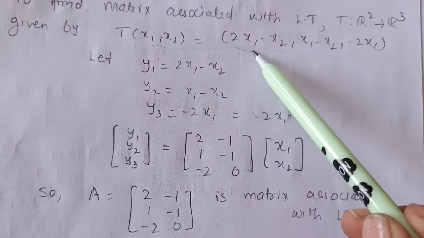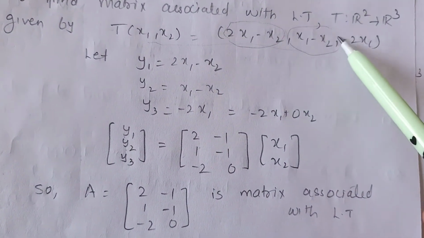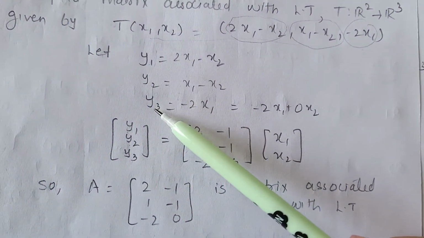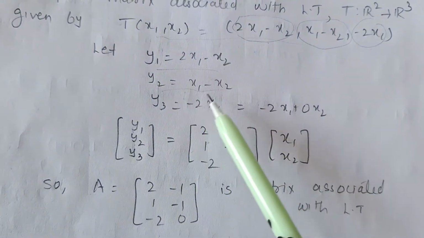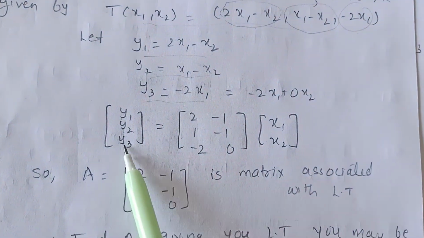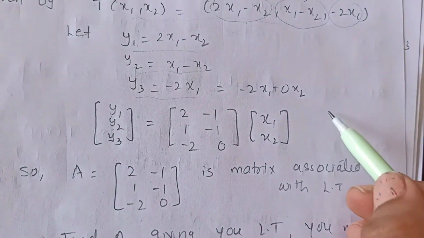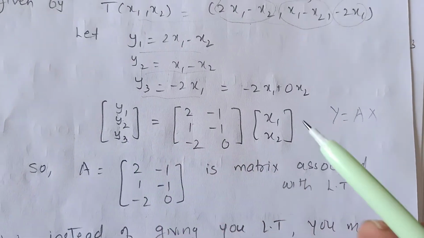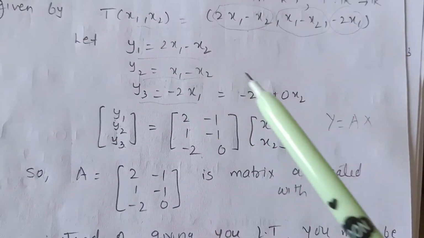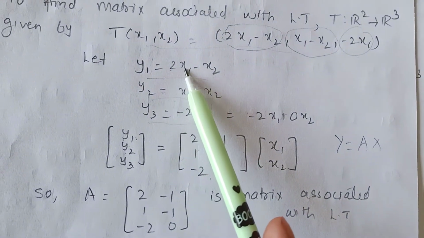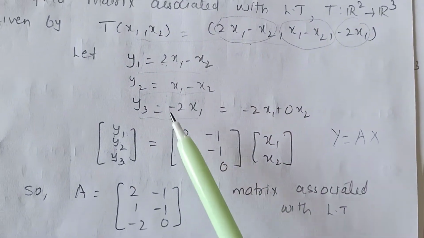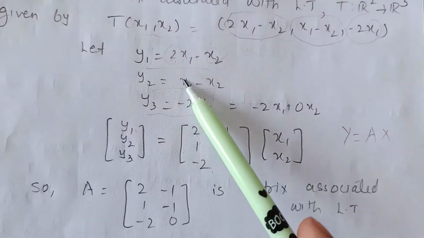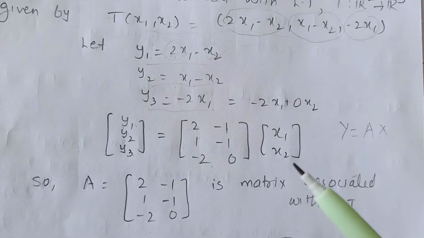What I am doing, I am writing each of these coordinates as y1, y2, y3. Then now these have become the usual system of equations, and I have written it in the form of y is equal to Ax, where y is the vector y1, y2, y3, and A is this matrix. See how I have written it. I have written this 2x1 minus x2 as 2, the coefficient of x1, and the coefficient of x2 as minus 1 here. Similarly for this equation as well as for this equation.